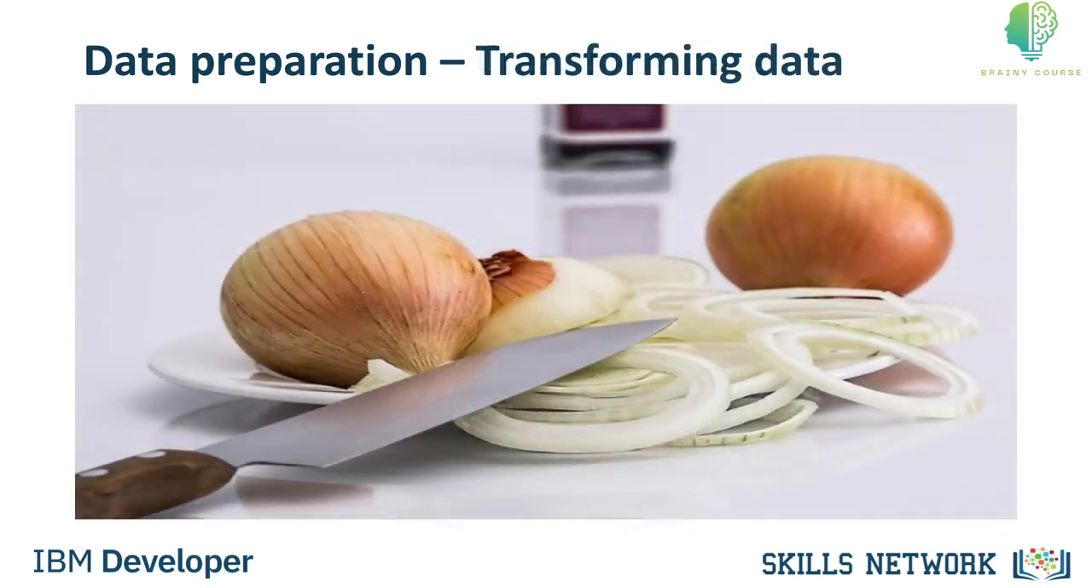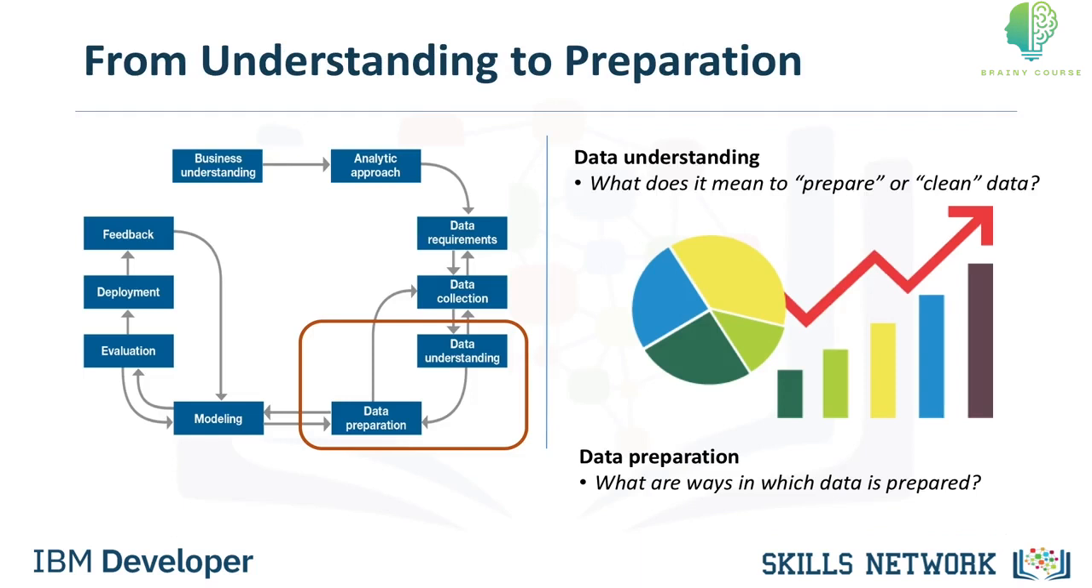To continue with our cooking metaphor, we know that the process of chopping onions to a finer state will allow for its flavors to spread through a sauce more easily than would be the case if we were to drop a whole onion into the sauce pot. Similarly, transforming data in the data preparation phase is the process of getting the data into a state where it may be easier to work with. Specifically, the data preparation stage of the methodology answers the question, what are the ways in which data is prepared?